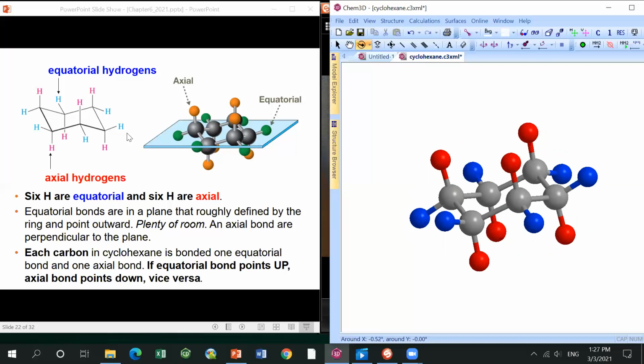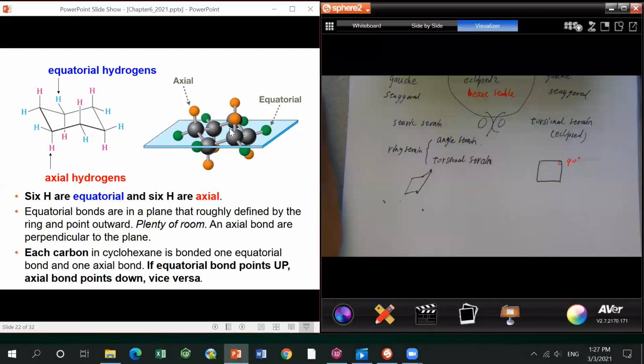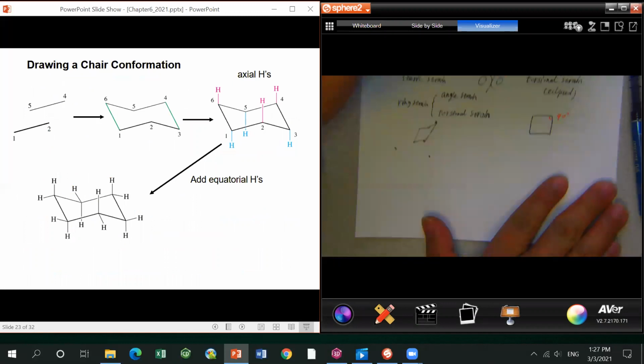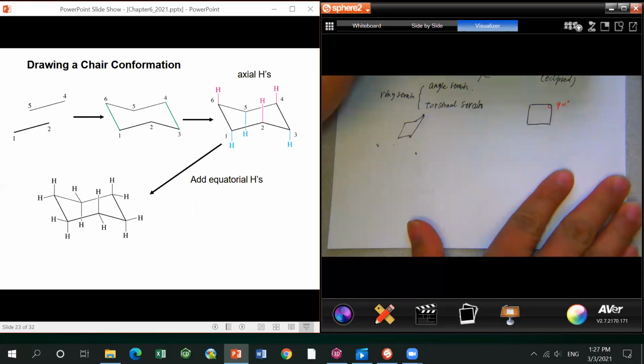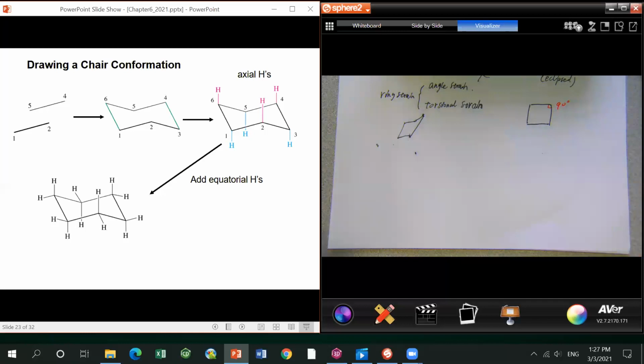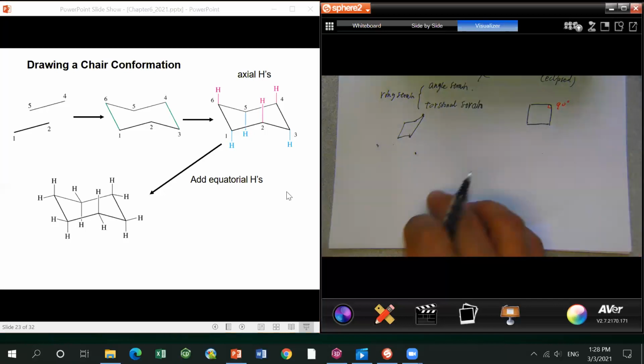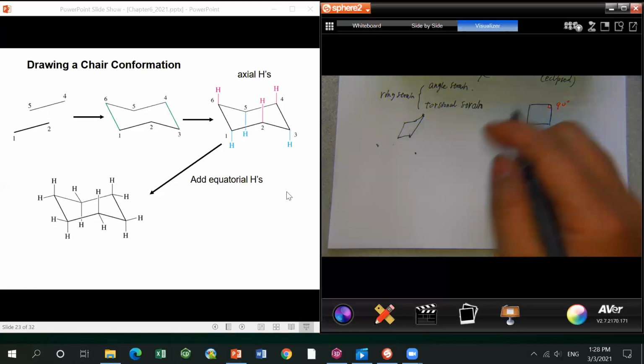One of the most important techniques you have to learn in organic chemistry is how to draw the chair conformation of cyclohexane. In future cases, if you want to determine whether someone has taken organic chemistry or not, just ask them to draw the chair conformation of cyclohexane. If they cannot do it, that probably means they didn't take organic chemistry or didn't do well in it. That's the fundamental technique.